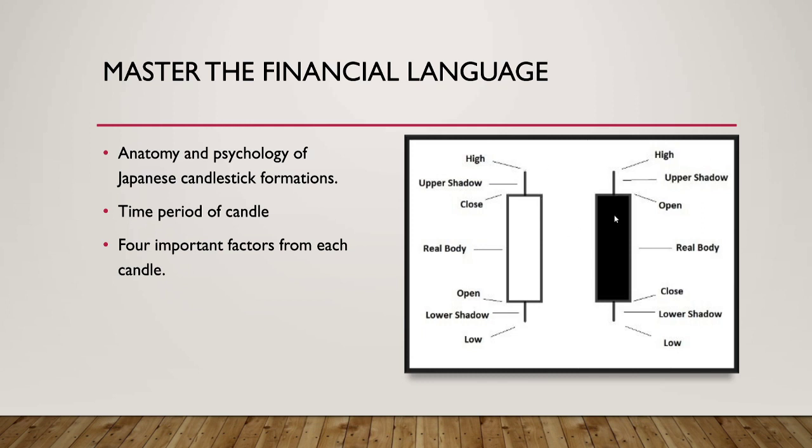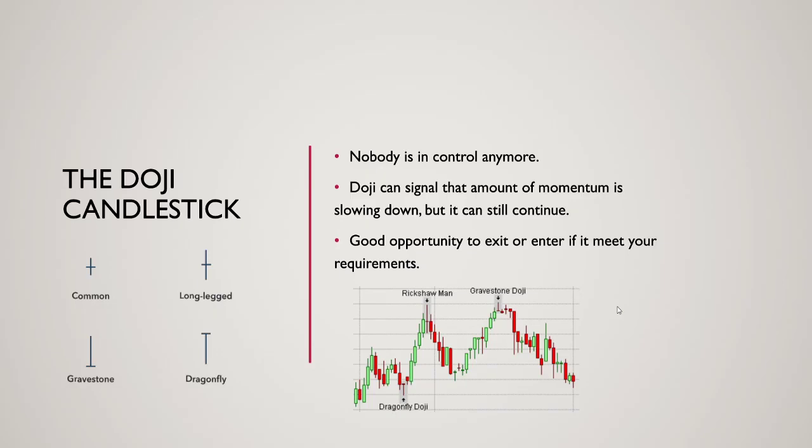And the bearish one is the opposite. It opens here and closes there. All right, easy as that. So what we're going to do now is go through different types of candlestick patterns to learn some more about the financial market language, right?